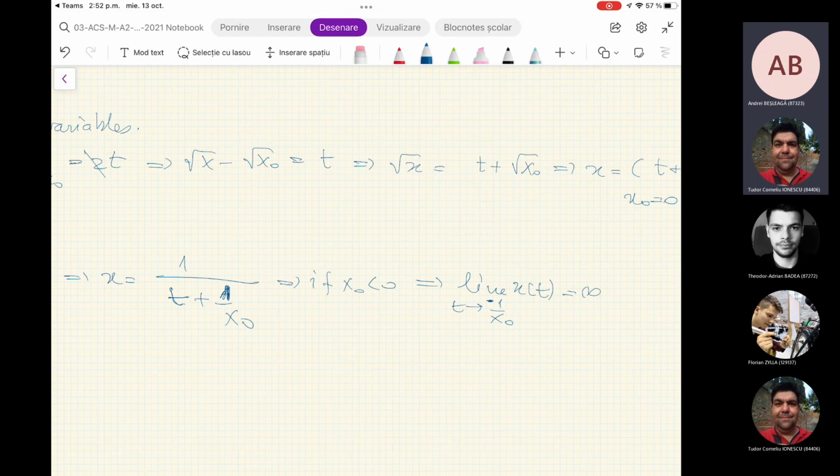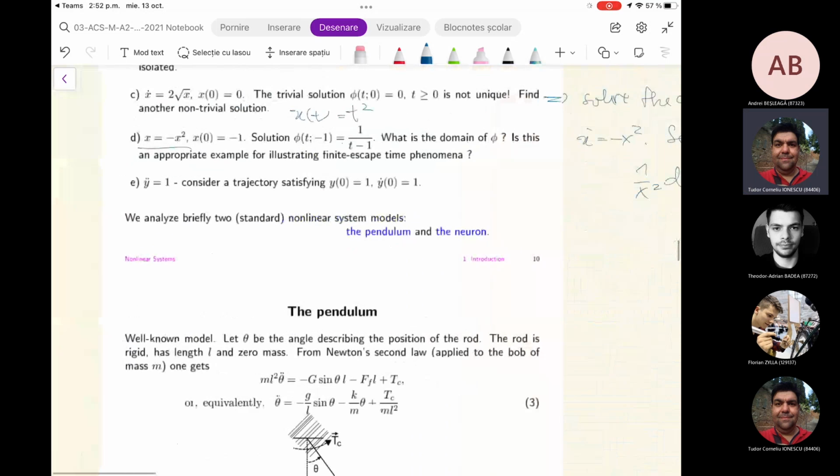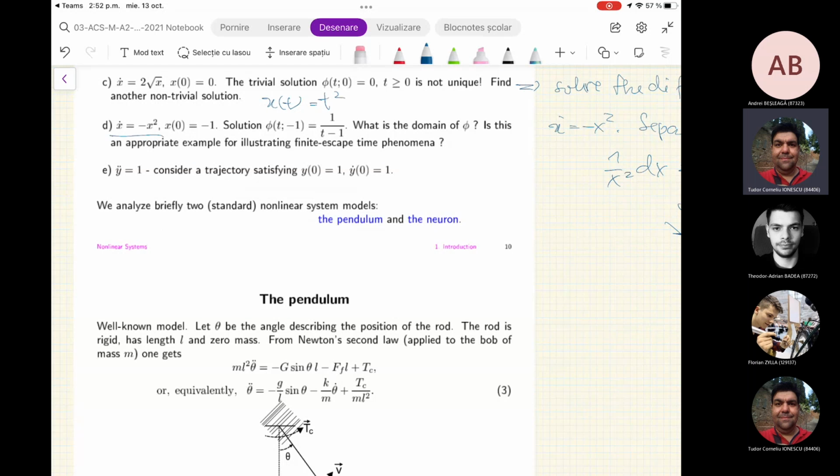Infinity, so finite escape time, a nonlinear phenomenon, finite escape time, you see? Here they gave x naught equal to minus 1. So look at this solution: at t equal to 1, finite escape time. The domain of definition of the function phi is the whole real axis without the point 1. Yes, this is finite. So the answer to this question is yes, finite escape time.